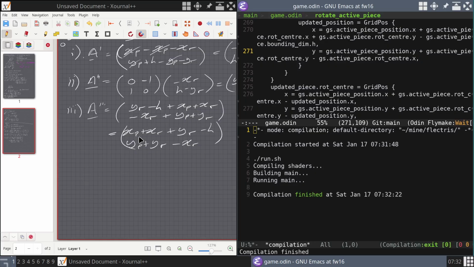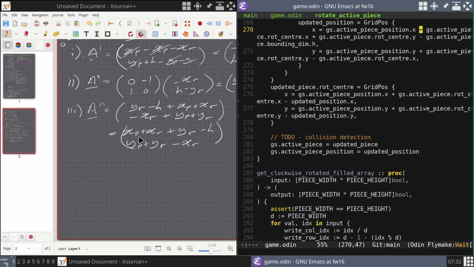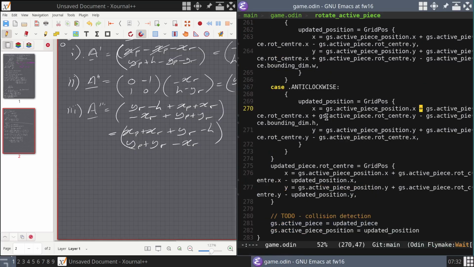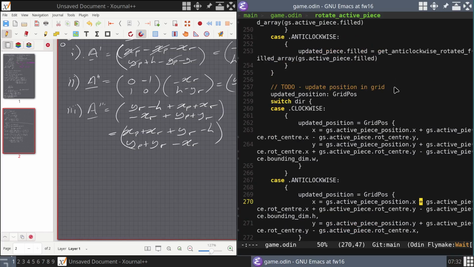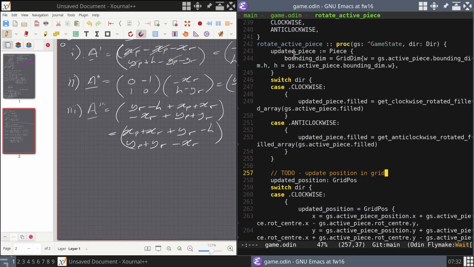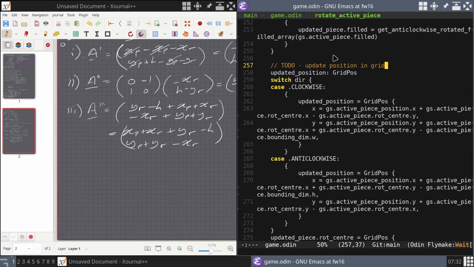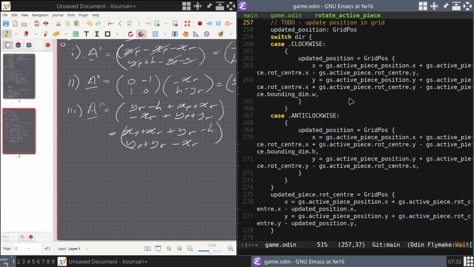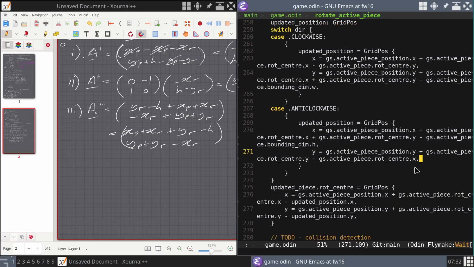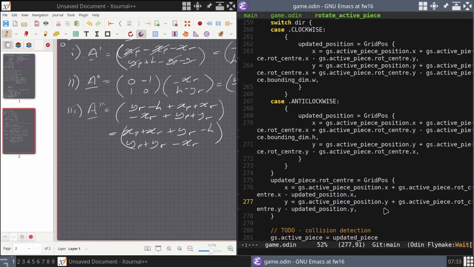How are we doing that? So we rotate the active piece. We're swapping the bounding dim. Feels like it should just be correct, right? Updated position, grid pos, x equals all this, y equals all that. We update the rotation center.